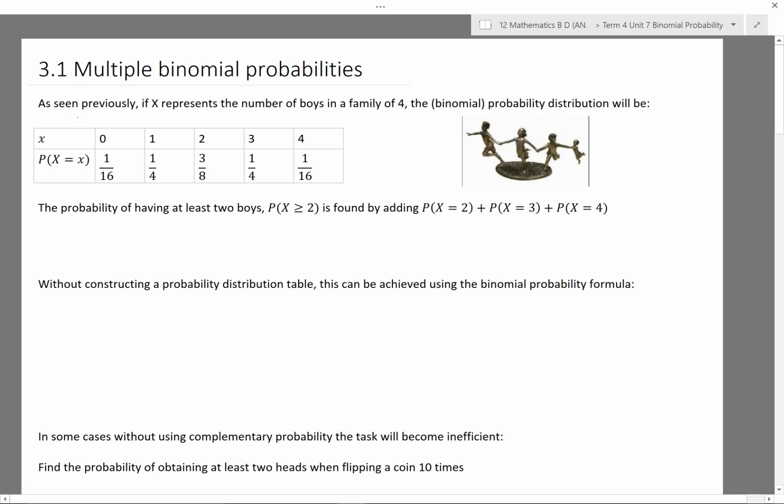So through example, if x is the number of boys in a family of 4, the binomial probability distribution will be this table. We could have drawn the massive tree diagram for it to get these probabilities. If I'm after the probability of having at least 2 boys, that means my random variable needs to be at least 2. We would find that probability simply by adding together those three probabilities: the probability of getting 2, probability of getting 3, and probability of getting 4. We could read these off our table, which would have been developed through a massive tree diagram. So it would have 3 on 8 and a quarter and a 16th, and I'd end up getting 11 on 16 as my answer.